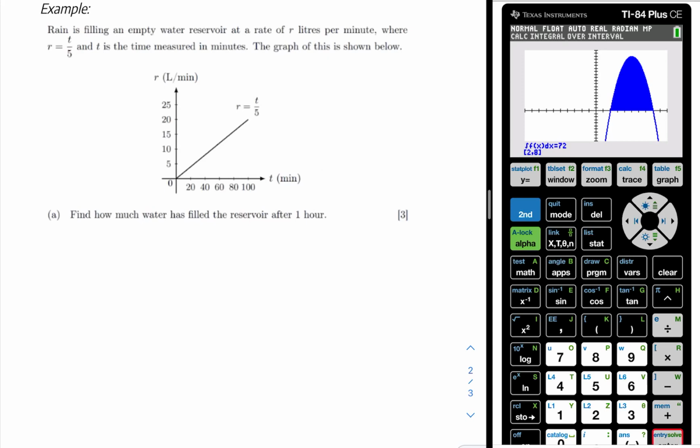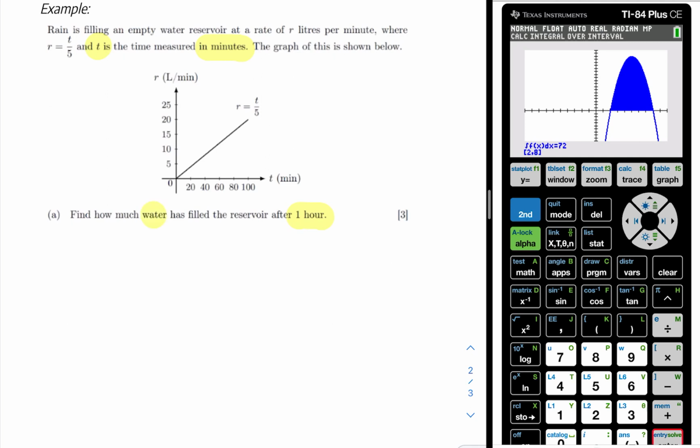Example 3. Rain is filling an empty water reservoir at a rate of R liters per minute, where R is equal to t divided by 5, where t is the time in minutes. So let's highlight that t is the time in minutes. The graph shows this. Find how much water filled the reservoir after 1 hour.